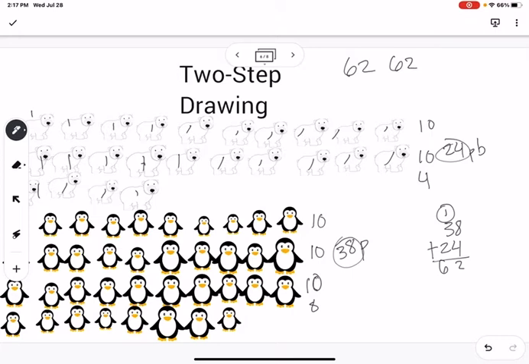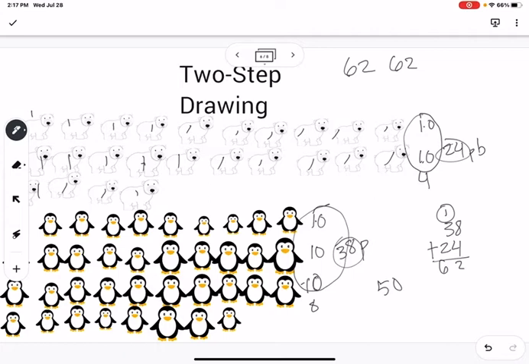And we could also look at all the tens we have. We have 1, 2, 3, 4, 5. So 5 tens would be 50, because there's 30 of them here, 20 of them here. 30 plus 20 is 50, so we could do 50.